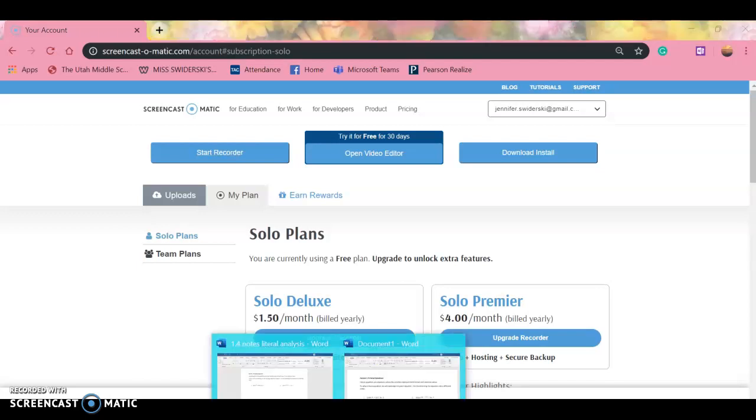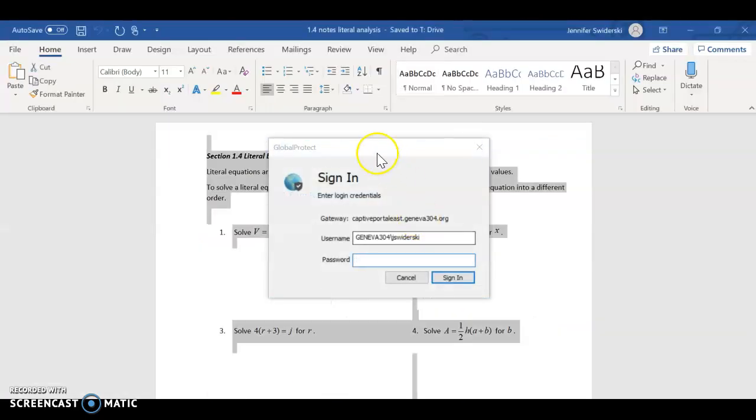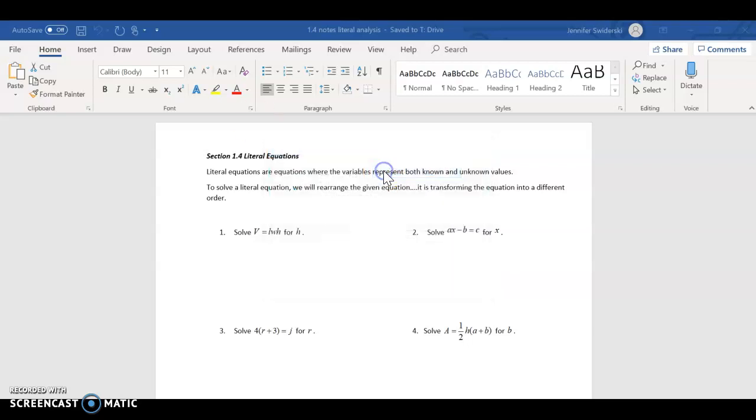All right, eighth graders. So today we're going to take a look at our notes for 1-4, which is all on literal equations. Literal equations are equations where the variables represent both known and unknown values.